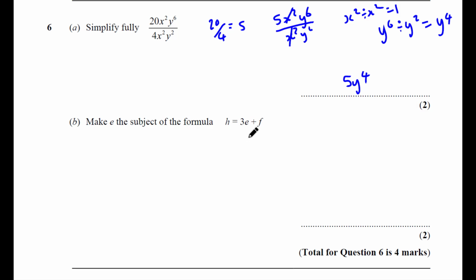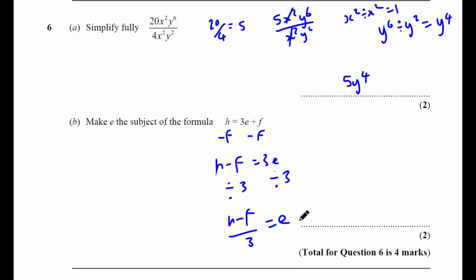Make e the subject, so we minus f on both sides. We get h minus f equals 3e. Then we divide by 3, divide by 3, h minus f over 3 equals e.